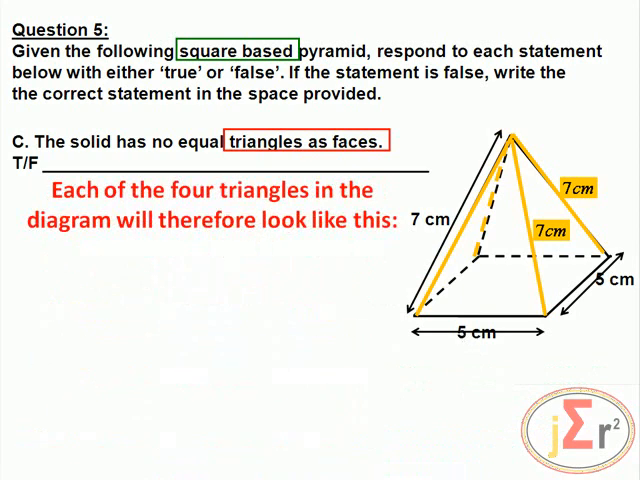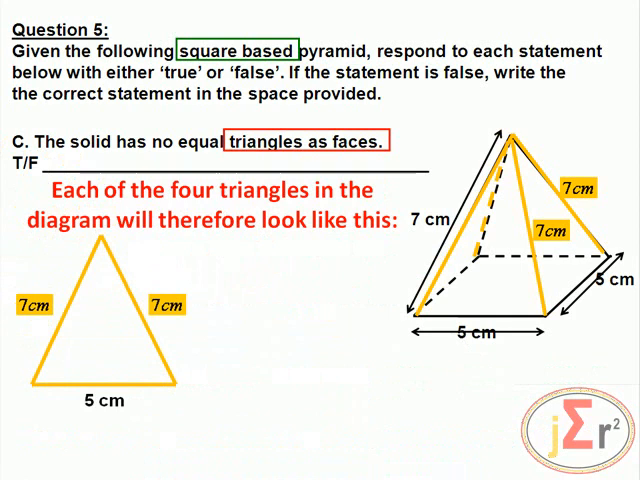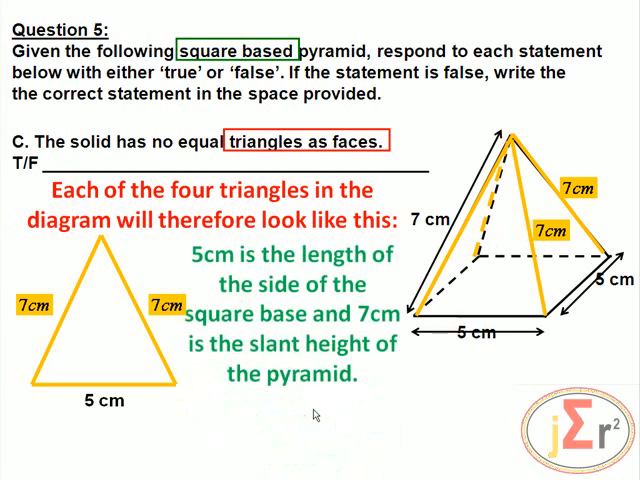Each of the 4 triangles in the diagram will therefore look like this. Each one of the 4 triangles will look like the one that we have there. 5 centimeters for that dimension, and of course the other two will be 7 centimeters each. We are extracting this triangle from the solid, where this is 5 centimeters and the slant lines that we have here, each of them is 7 centimeters.